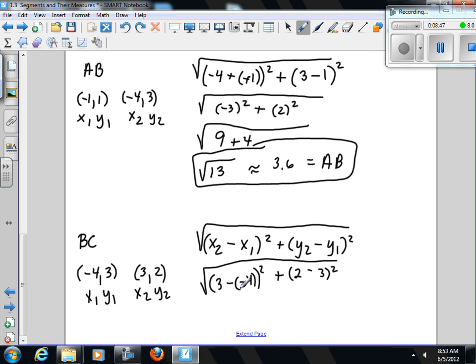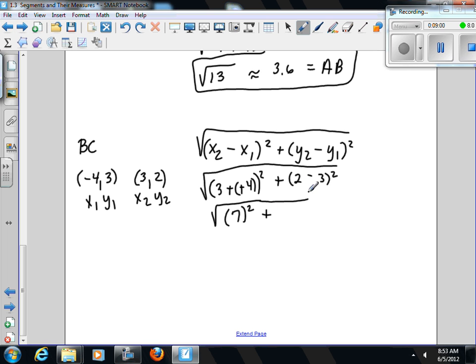Well, 3 minus -4 gives us +7, because our two negatives become positive, so I have 7 squared, plus 2 minus 3 is -1. We'll square that. So we have the square root of 49 plus 1. So that gives us the square root of 50.